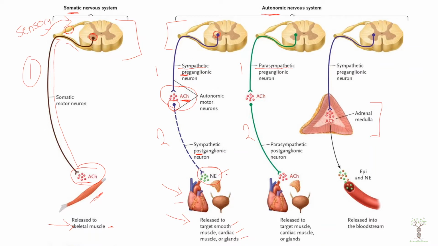The other thing that is different is that depending on what receptors this neurotransmitter binds to, it can either be excitatory or inhibitory. So we can have multiple effects. So when we have our somatic system and we're going to contract our muscles, we are always going to release acetylcholine. It's always going to be excitatory and it always causes contraction. If we want to inhibit a muscle, that has to happen in our brain.